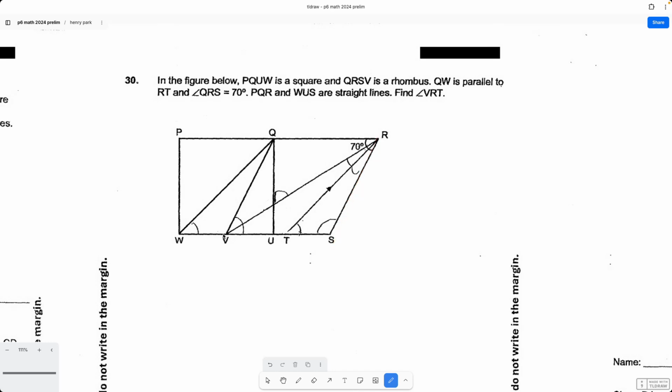VRT. So VRT is this whole thing. Let me just draw a line over here. Okay, so how do we solve this? Oops, VRT is this, the red line, the smaller one.